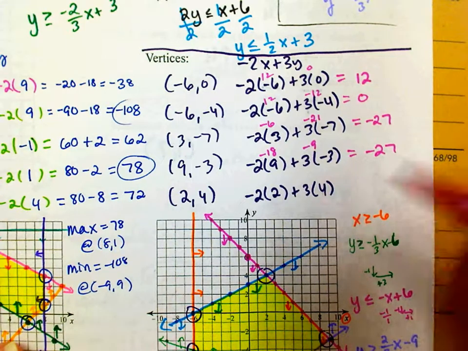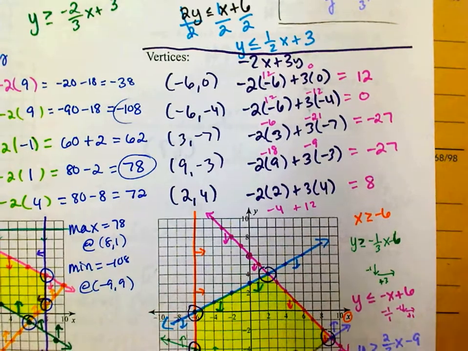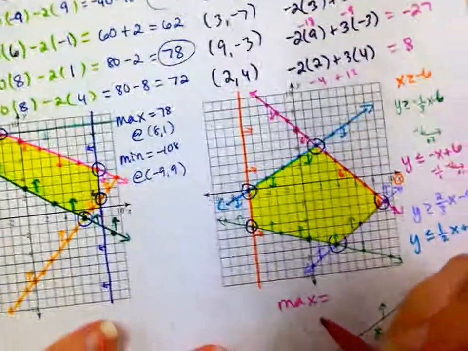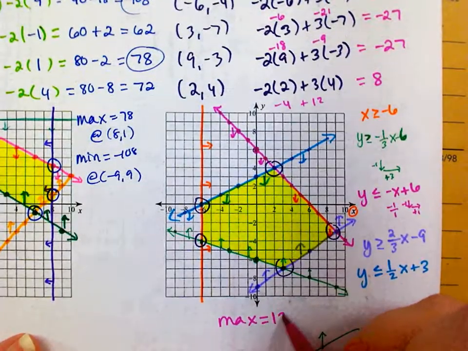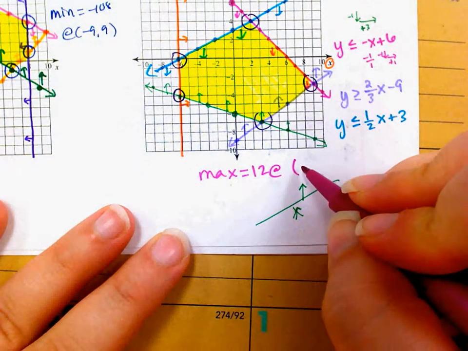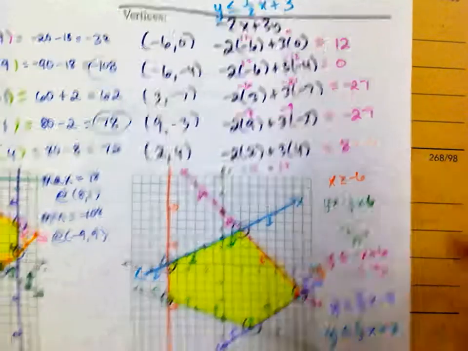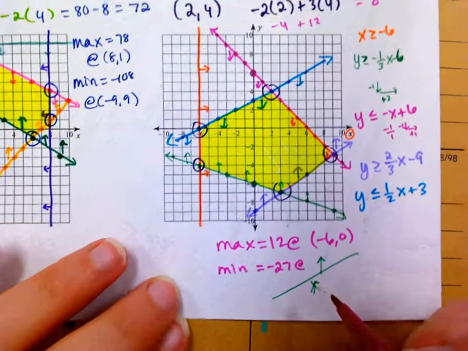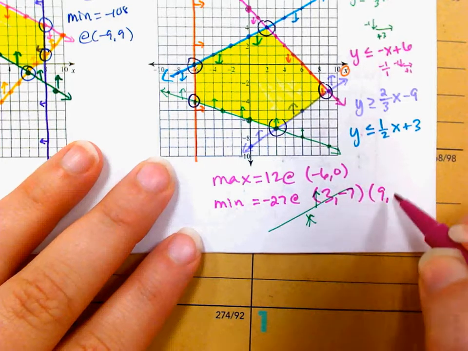So my max is what? Sorry if I was kind of awkward on that. It's fine. The max is 12 at what point? Max is 12 at -6, 0. And then my min equals a -27 at 2 different points, right? 3, -7, and 9, -3. And that's the last problem, right?